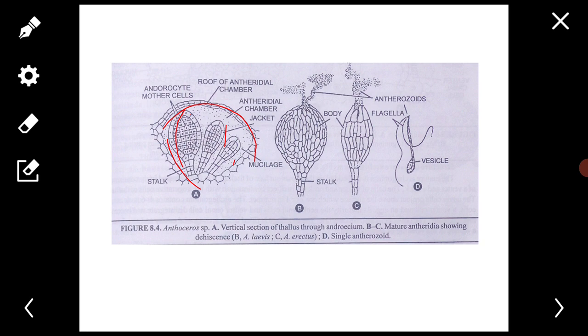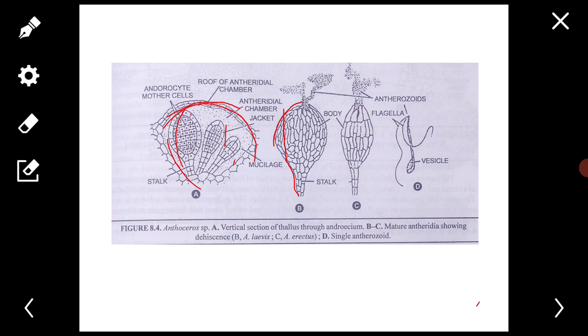The number of antheridia in each androecium varies in different species. Example, 2 in Anthoceros himalayensis, 7 in Anthoceros crispus, 32 in Anthoceros gemmulosus. The roof of the antheridial chamber is two-layered. At maturity, it opens on the dorsal surface by a central pore. Structure of the mature antheridium.